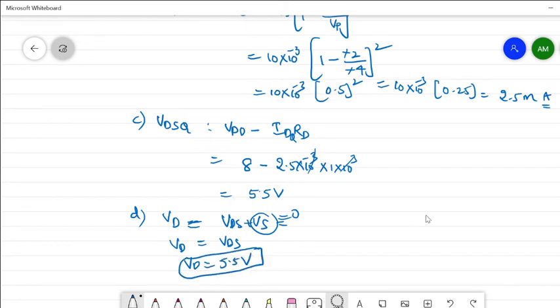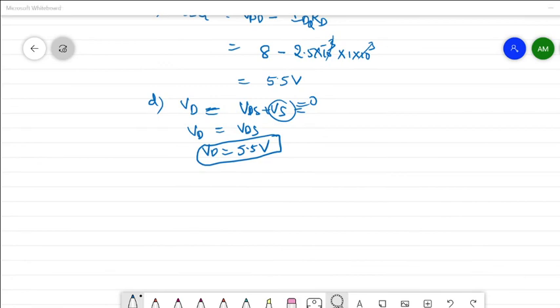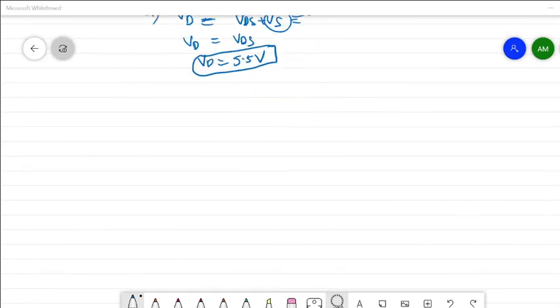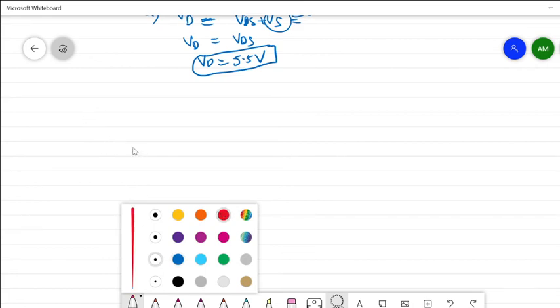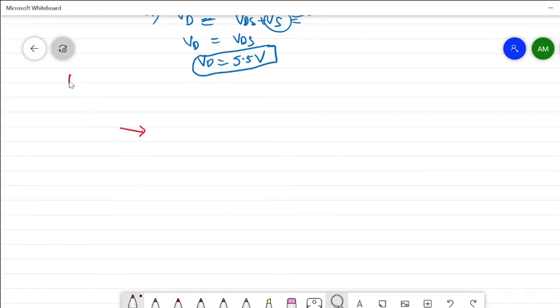This is the output resistor value. This circuit is given in the question. Problem 2.